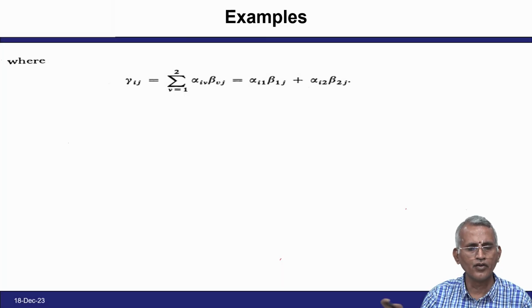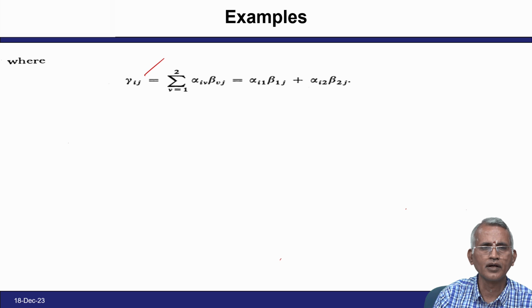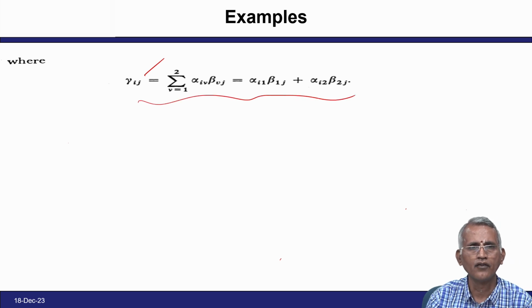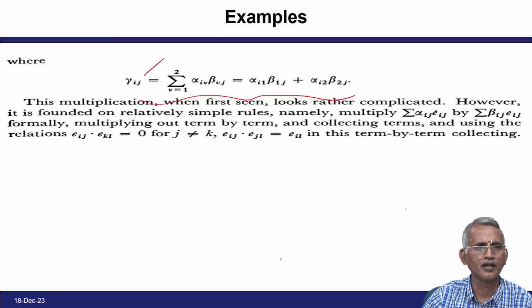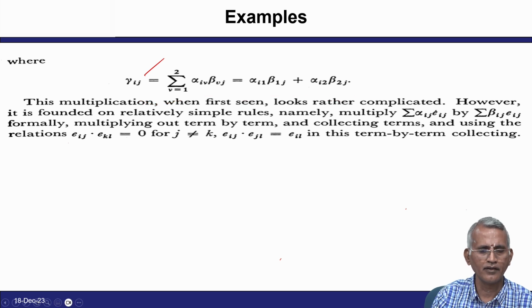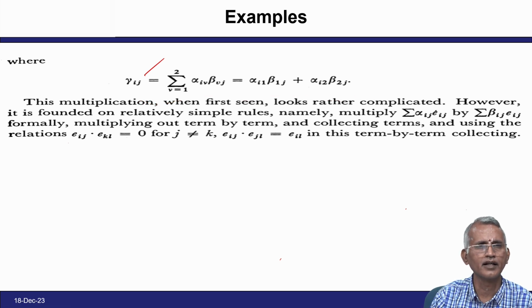Next, where c_ij is equal to the summation over ν equal to 1 to 2 of α_iν into β_νj, which can be written as α_i1 into β_1j plus α_i2 into β_2j. So, this is the general format of the function. Now, we have the multiplication of the product of the indices.